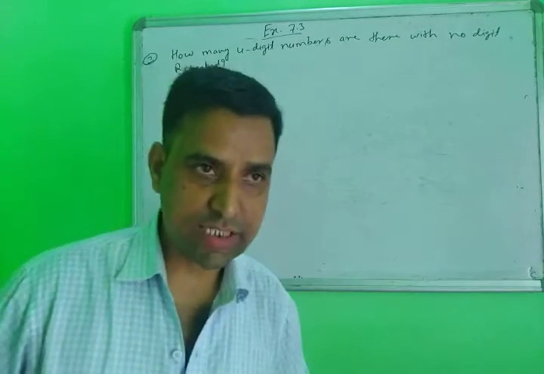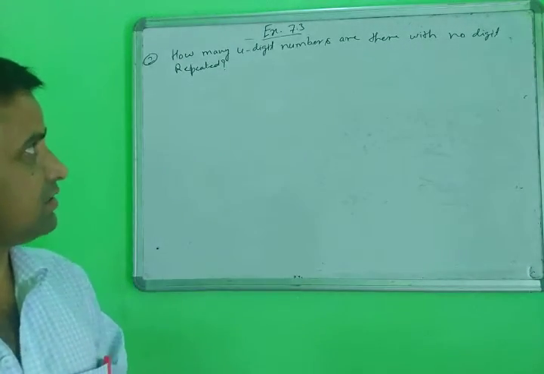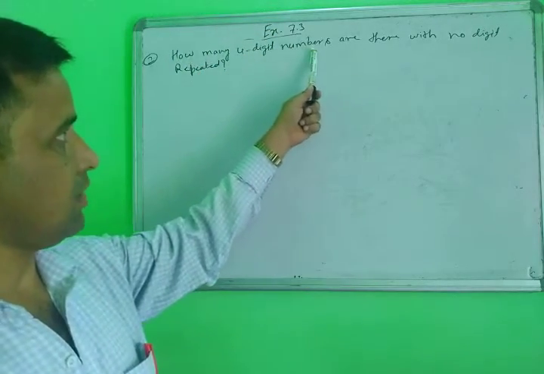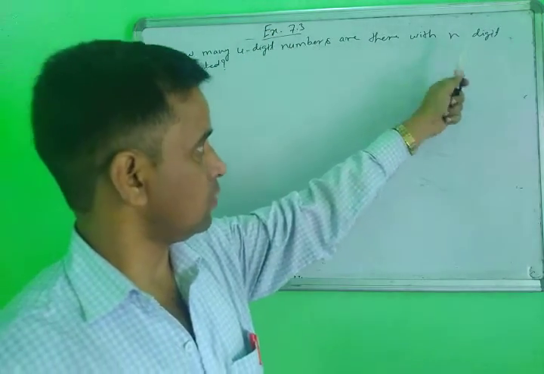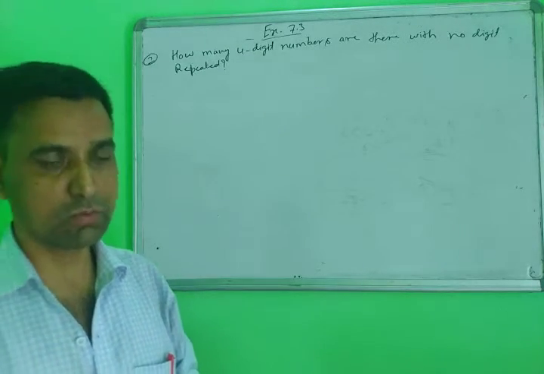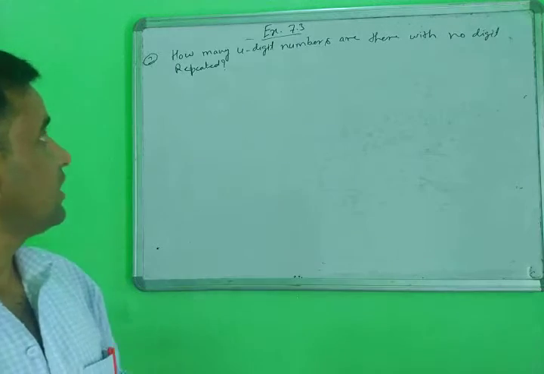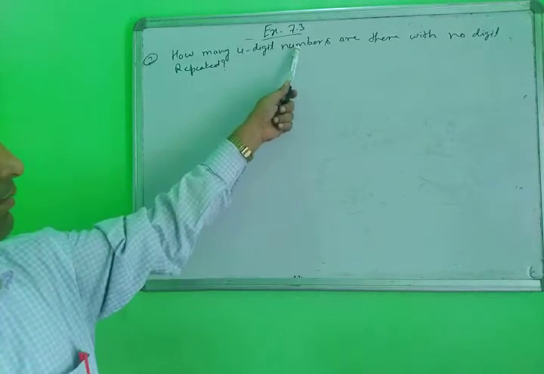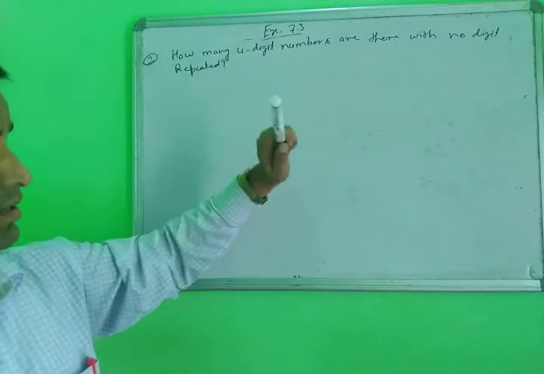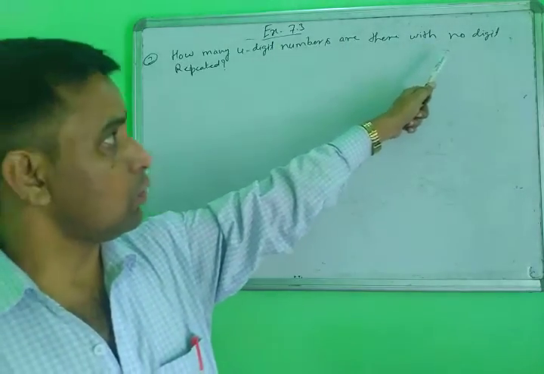Yes class, next question, I am taking question number 2, same exercise. How many 4-digit numbers are there with no digit repeated? Something similar to question number 1. Where question number 1 is about 3-digit numbers, here the question is about 4-digit numbers with no digits repeated.